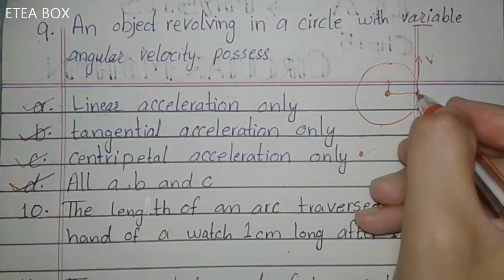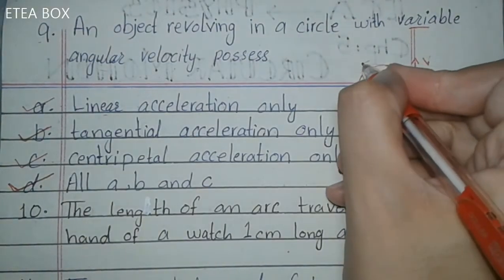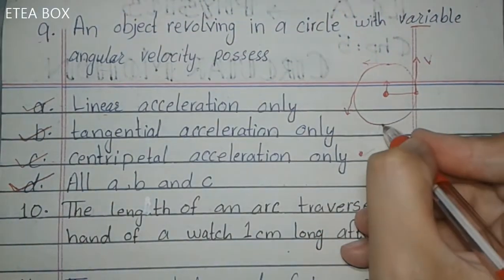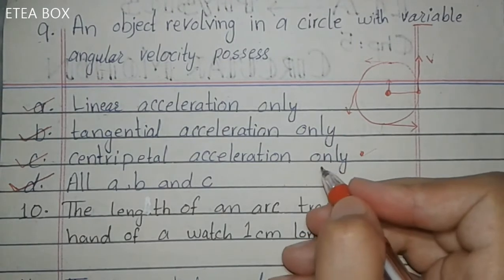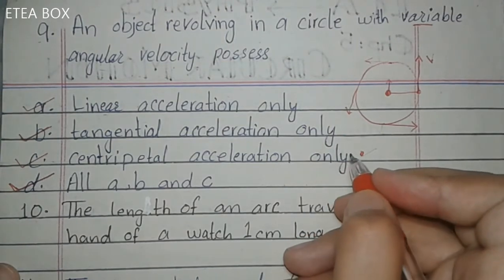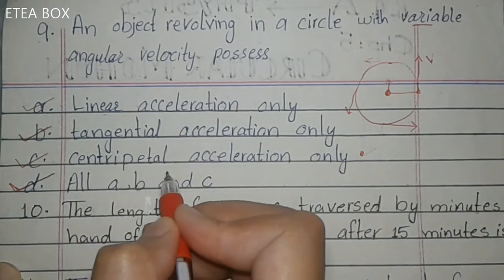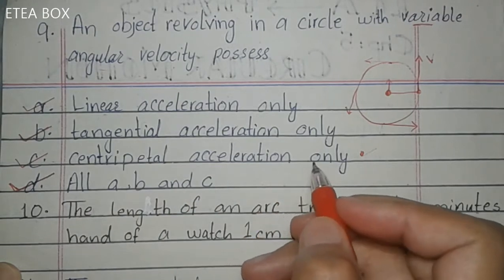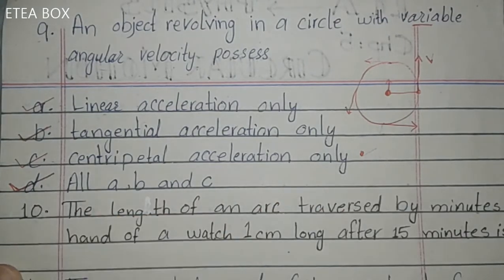And we also know that this velocity changes its direction at each point in a circle. Since the direction changes, we know that there is centripetal acceleration also, okay? Now option D is correct.